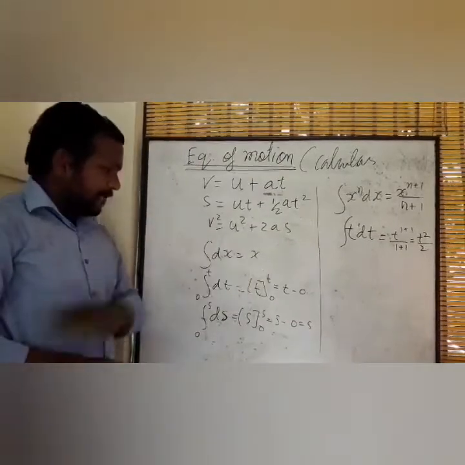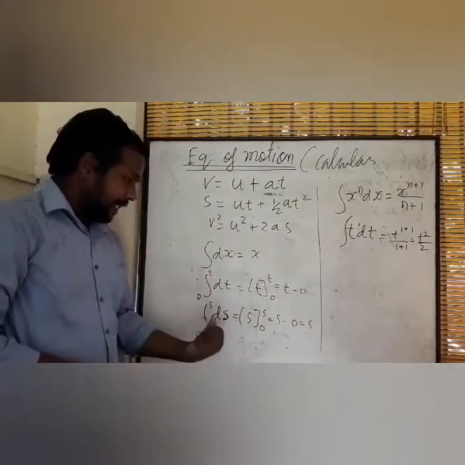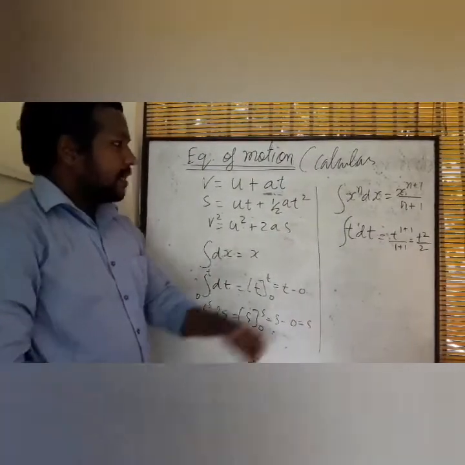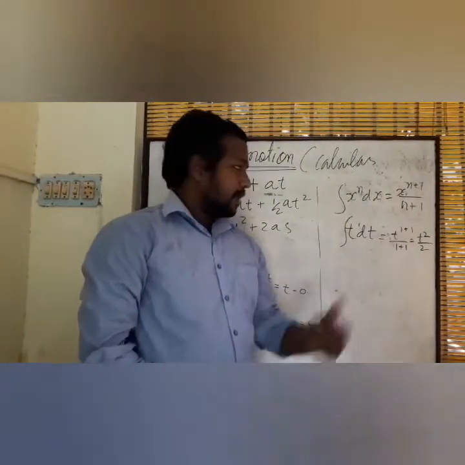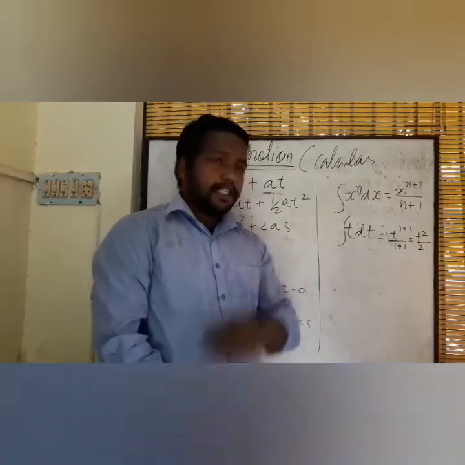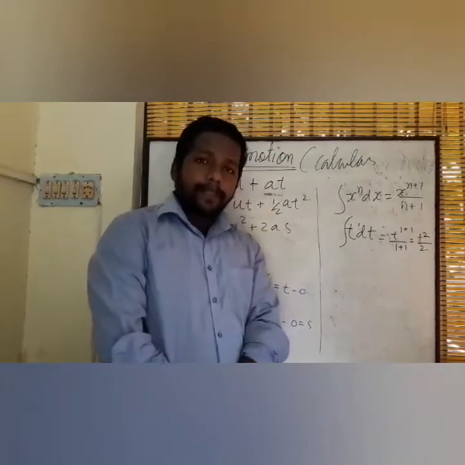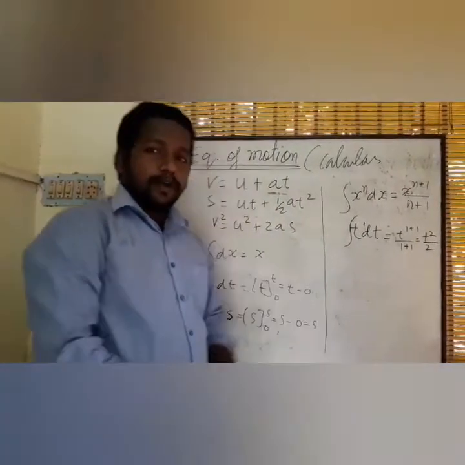Integration of dx will be x, integration of dt will be t, integration of ds will be s, but integration of x dx will be x square by 2, and integration of t dt is t square by 2. Further, we are going to proceed with the equations.